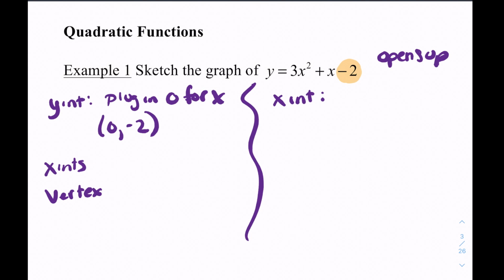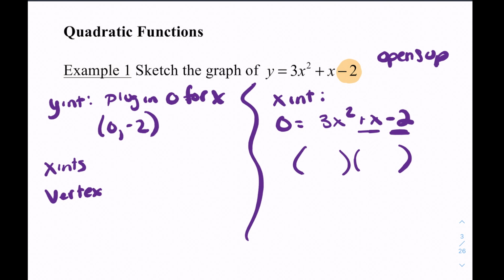To find x-intercepts, that's where y is equal to 0. So we plug 0 in for y, 3x squared plus x minus 2. And this one is, we're looking for numbers that multiply to be negative 2 that add to positive 1. So the first term would be 3x and x, because that's the only way we can get 3x squared. So now we have to think, is it 2 here and 1 here, or is it 2 here, 1 here? So I'm just going to try. We're going to have negative 2 and positive 1.